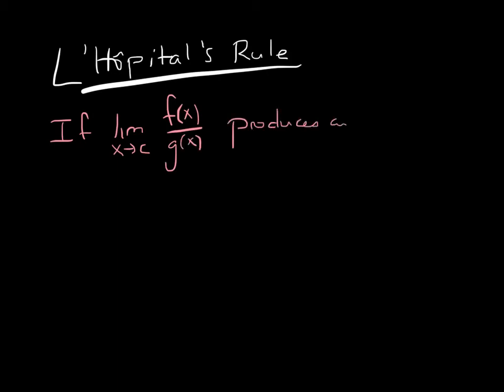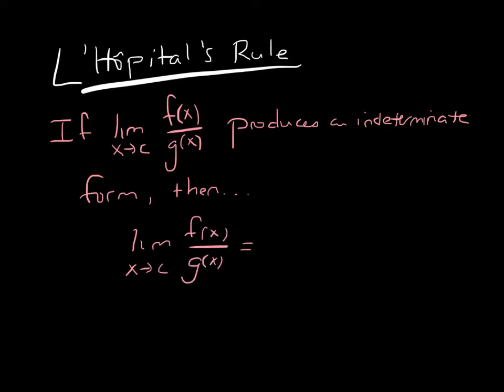So let's just get straight to it. L'Hopital's rule says that if we have a limit as x approaches c of f of x over g of x, and that limit produces an indeterminate form, then that limit is actually equal to the limit, still as x approaches c, of f prime of x over g prime of x.